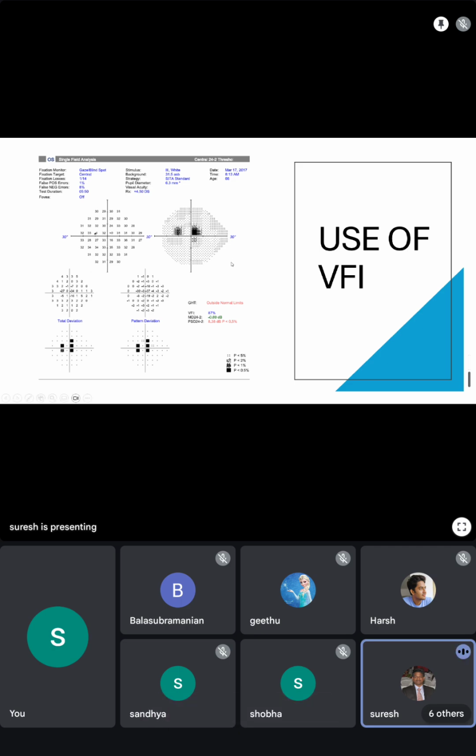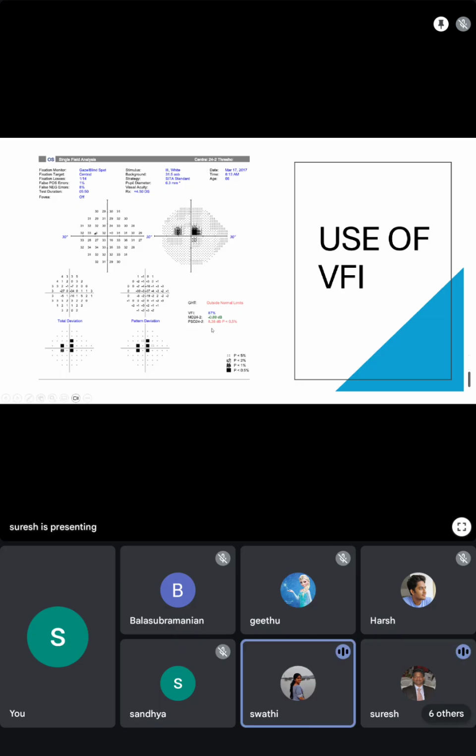So this is just to show you the importance of VFI. See, like Madam told, all the parameters, if you see, the mean deviation is just 0.69. So we must be happy with that value, right? It is very low mean deviation. But look at what the VFI is showing. Almost 13% decrease. Why is that? Can anyone explain why so much decrease in the VFI? Anyone? Sandhya? Sir, center is involved.